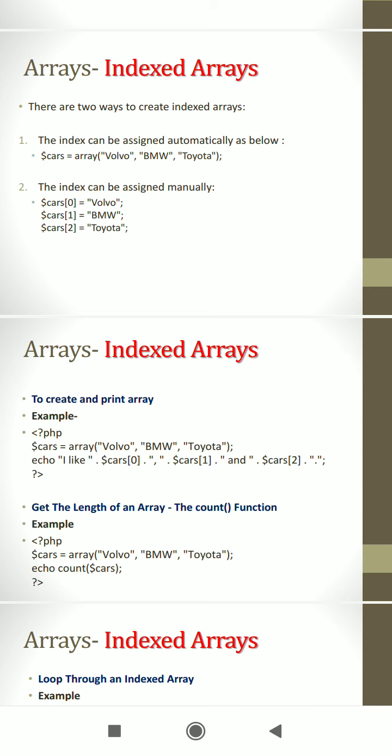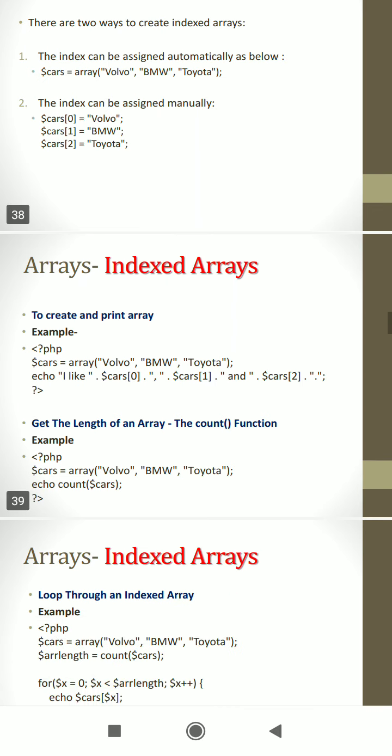how to calculate the length of an array. By using the count function you can do that. So the array is $cars = array("Volvo", "BMW", "Toyota"). I will count this array by using echo count in brackets. You have to write the array name, that is $cars. So it will give the output as 3.